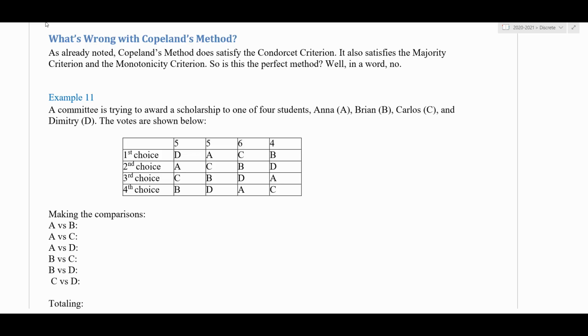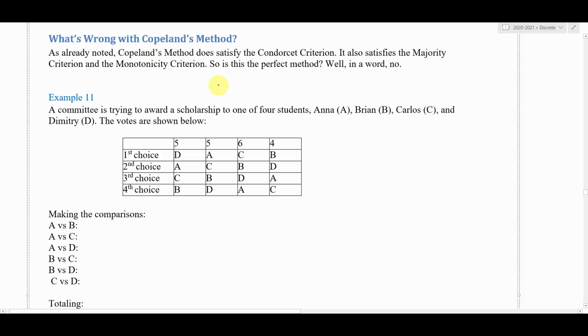Now, Copeland's method is a really good method if you compare it against the fairness criteria that we've talked about so far, such as the majority criterion. If somebody has a majority of first place votes, they are automatically going to end up being the Copeland winner, as they will win every single one-on-one matchup. It also satisfies the Condorcet criterion, so if there is a Condorcet winner, they will also be the Copeland winner. And the monotonicity criterion is also satisfied. So in other words, Copeland's method won't violate the majority criterion, the monotonicity criterion, or the Condorcet criterion.